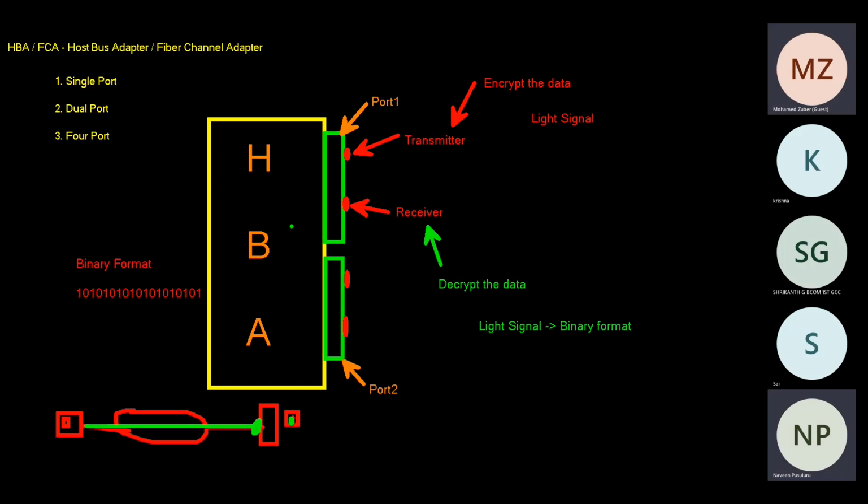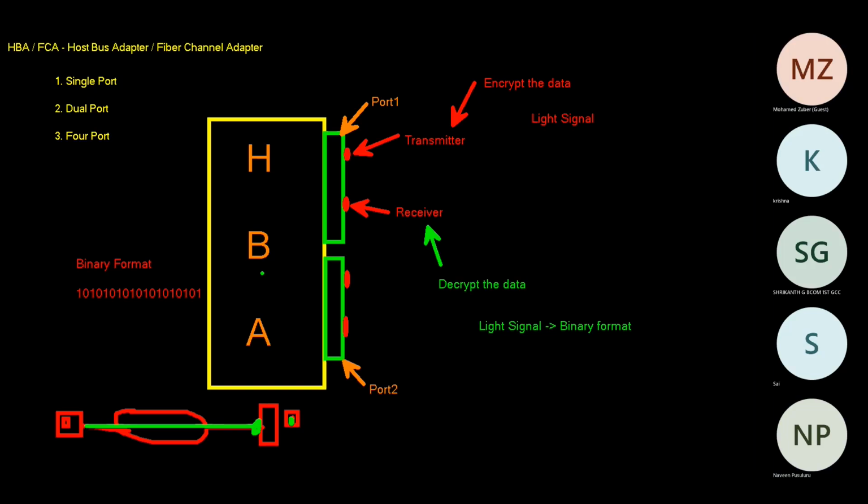Yeah, HBA and FCA, sir. The same mechanism. HBA is connected to the server part, and the FCA is connected to the storage part. Storage arrays will be connected to our SAN network with fiber channel adapter ports, FCAs, and servers will be connected to our SAN network with the help of HBA ports. The transmitter is only with respect to the FCA ports, and the receiver is only with respect to the HBA ports. HBA or FCA, the same mechanism.